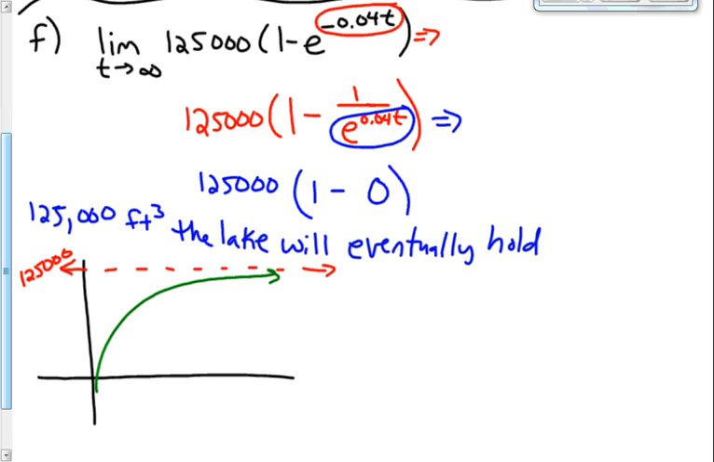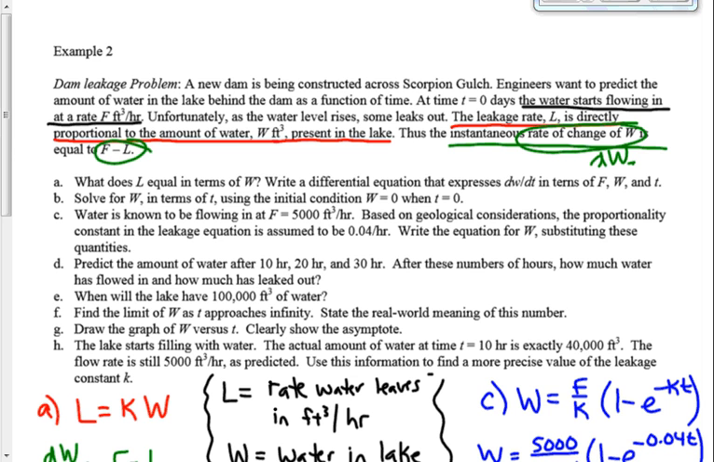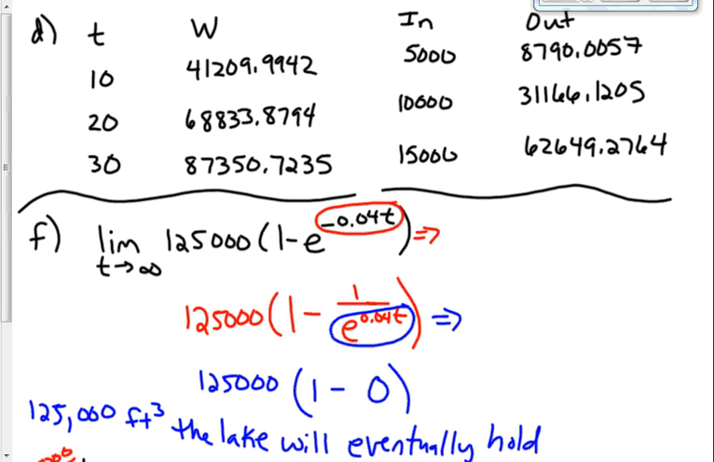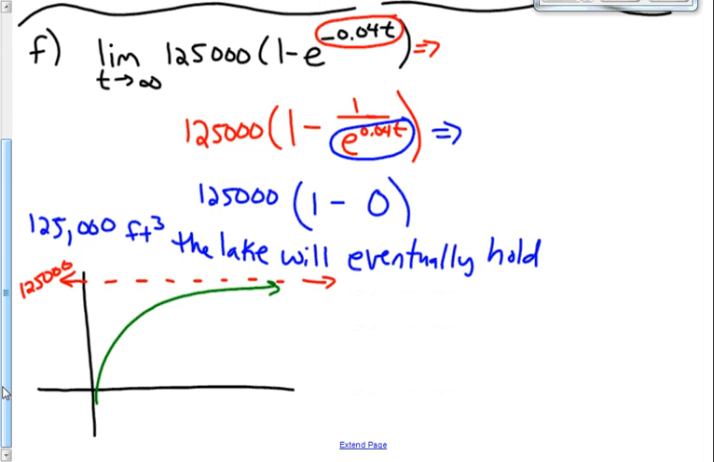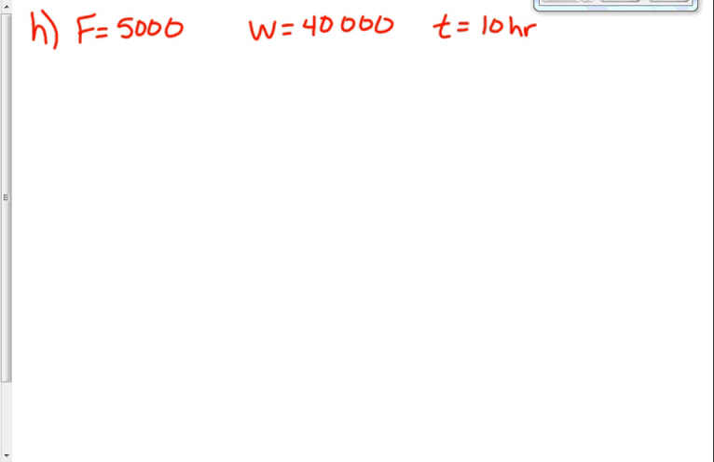Part H. Part H is the lake starts filling with water. The actual amount of water at time equals 10 is exactly 40,000 cubic feet. The flow rate is still 5,000 cubic feet per hour as predicted, and use this information to find a more precise value of the leakage constant K. So we're trying to find K, and we're trying to do a better job. So we're going to say F is 5,000, and we know that W is 40,000, and this was at time is 10 hours. So I'm going to plug all this in.